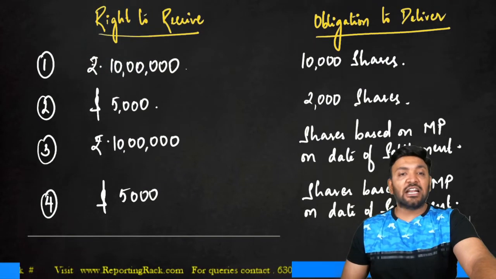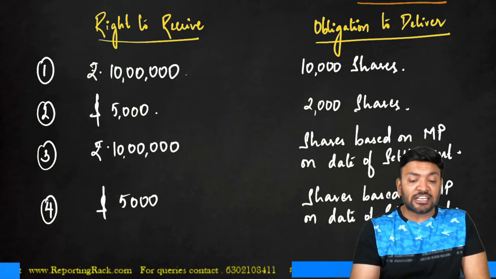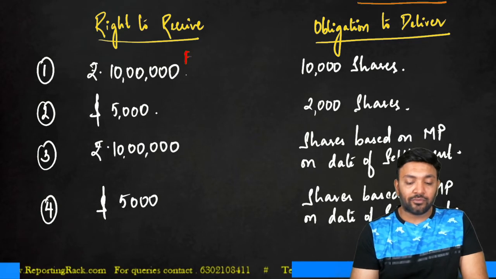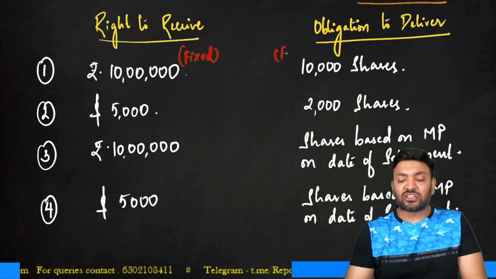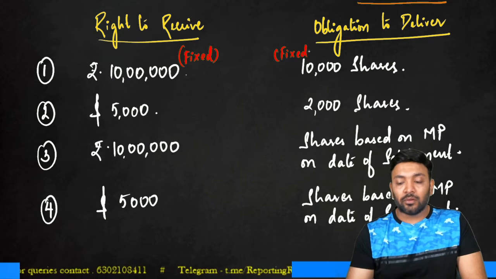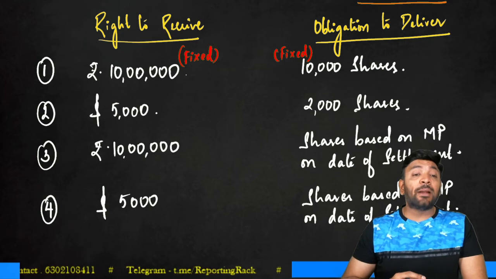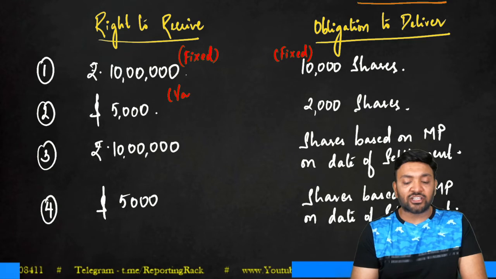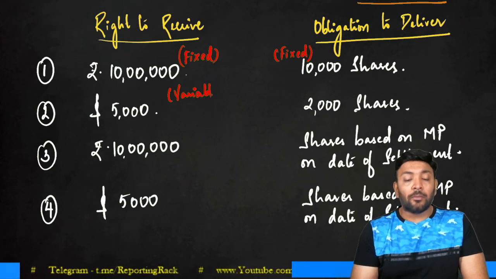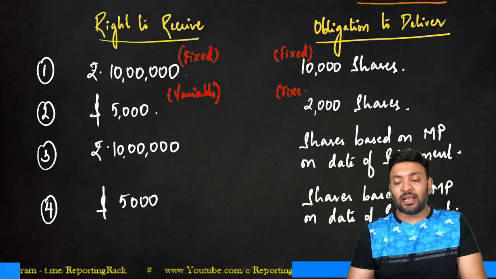When I talk about such kind of contracts, a right to receive 10 lakhs is a fixed consideration. My obligation to deliver 10,000 shares is a fixed number of shares. My right to receive $5,000 depends upon the dollar exchange rate, so this is a variable consideration. But my obligation to deliver 2,000 shares is a fixed obligation.